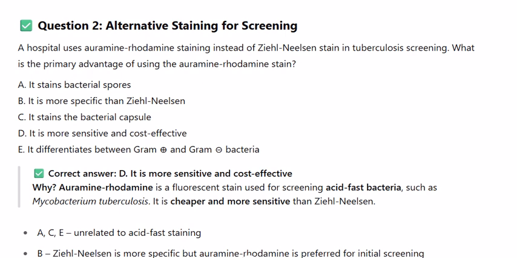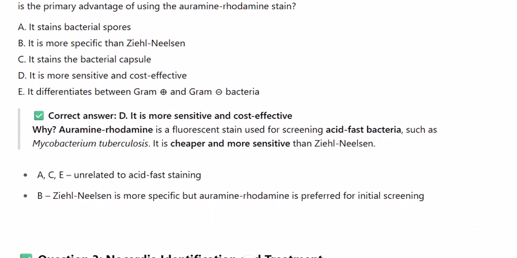Why? Auramine-rhodamine is a fluorescent stain used for screening acid-fast bacteria such as Mycobacterium tuberculosis. It is cheaper and more sensitive than Ziehl-Neelsen. A, C, E are unrelated to acid-fast staining. B: Ziehl-Neelsen is more specific, but auramine-rhodamine is preferred for initial screening.